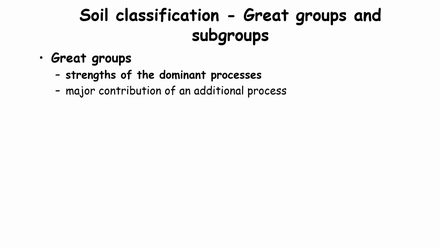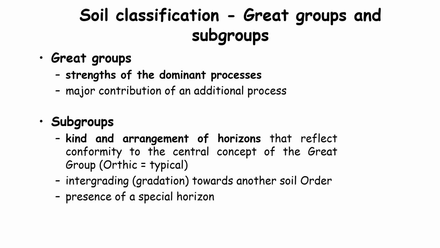So, soil classification, we move on to the great groups and subgroups. Great groups, as I said before, are defined by the strength of the dominant process and the major contribution of an additional process, and the subgroups are the kind and arrangement of horizons that reflect conformity to the central concept of the great group, where orthic means typical.